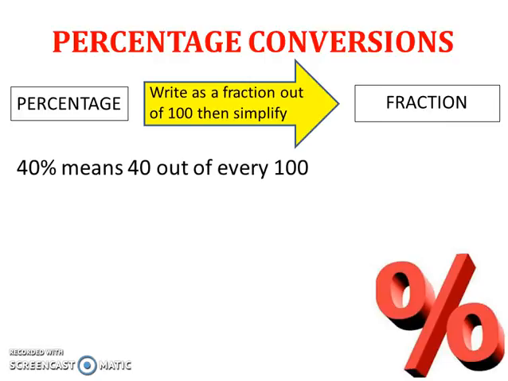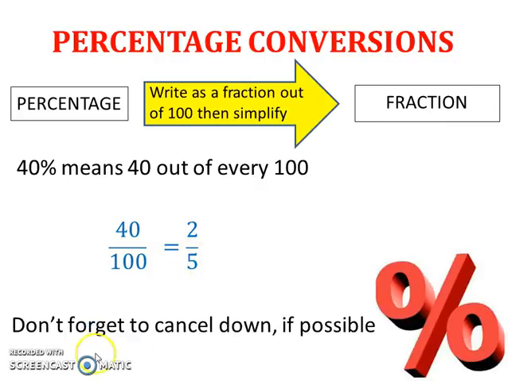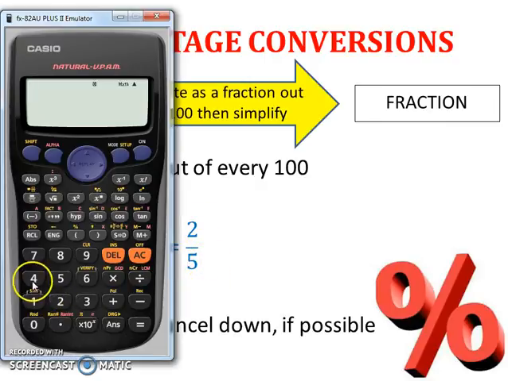Second one, example of this. 40% means 40 out of 100, writing it in fraction form. Now this one you can cancel down, it becomes 2 out of 5. Now the way you do it without a calculator is I can divide the top and the bottom numbers by 20. So 20 goes into 40 twice, 20 goes into 100 5 times. So that's how you get your answer. So on the calculator, what you would be doing would be pressing 40 over 100 and putting in equals.